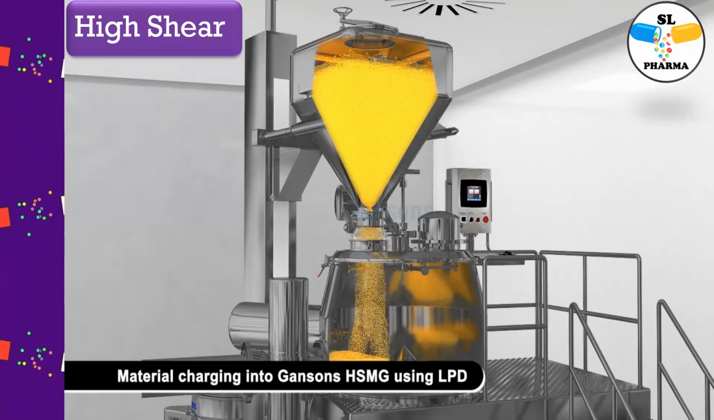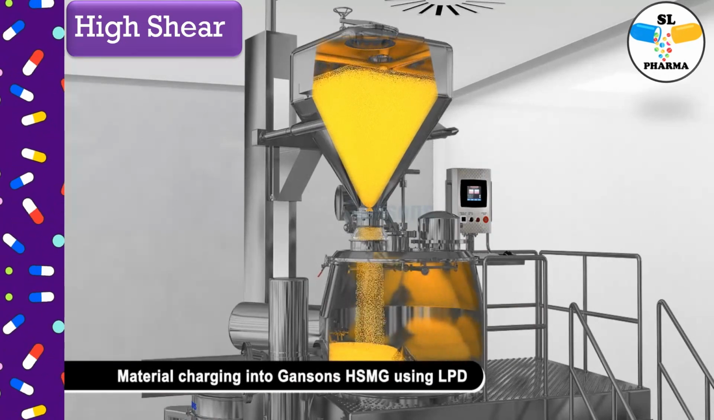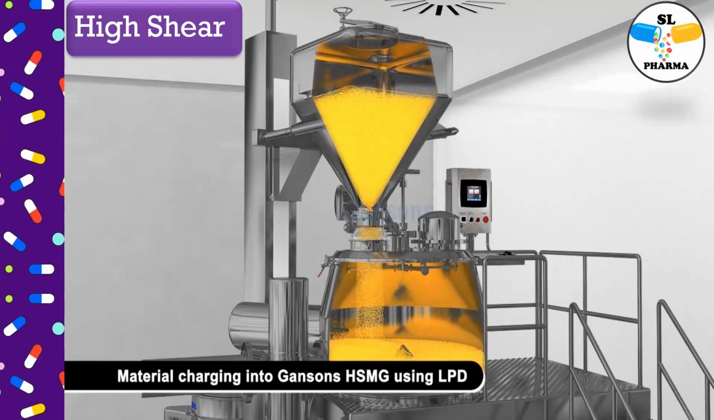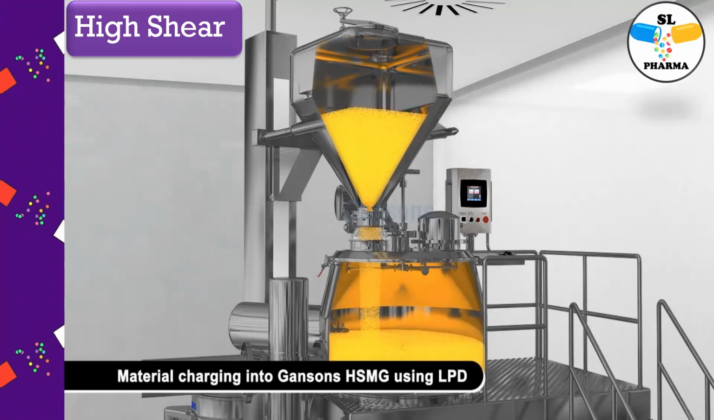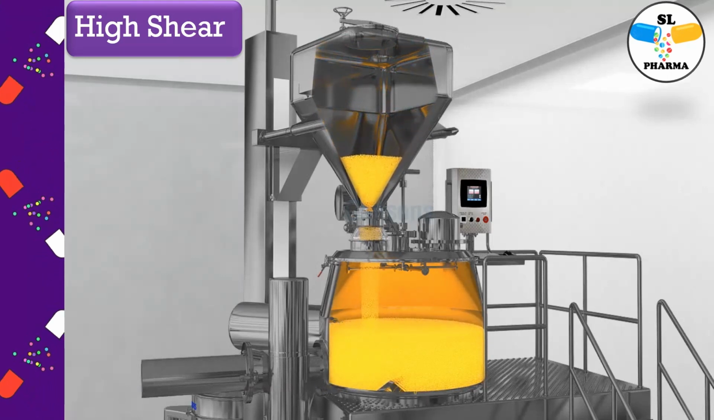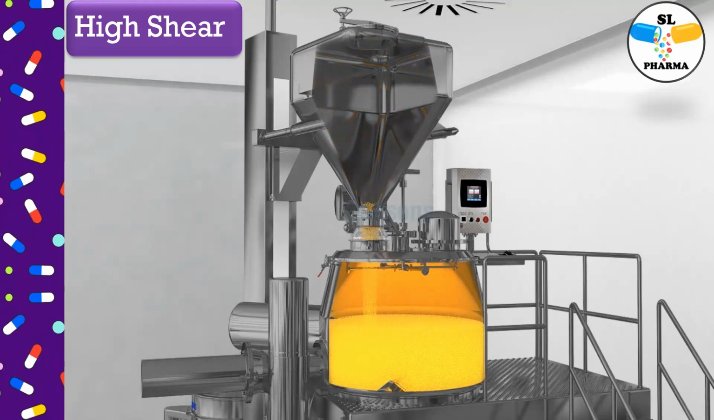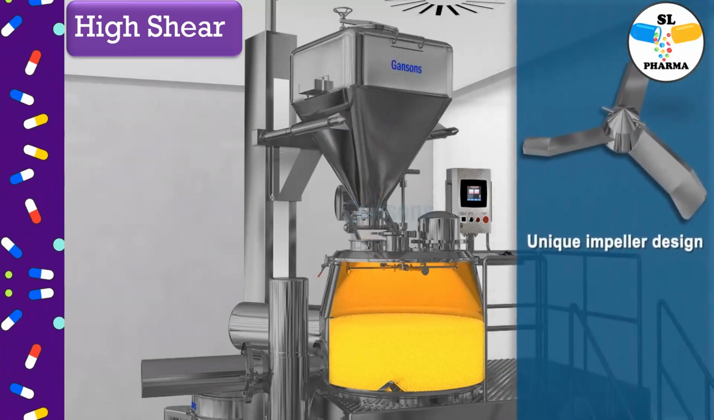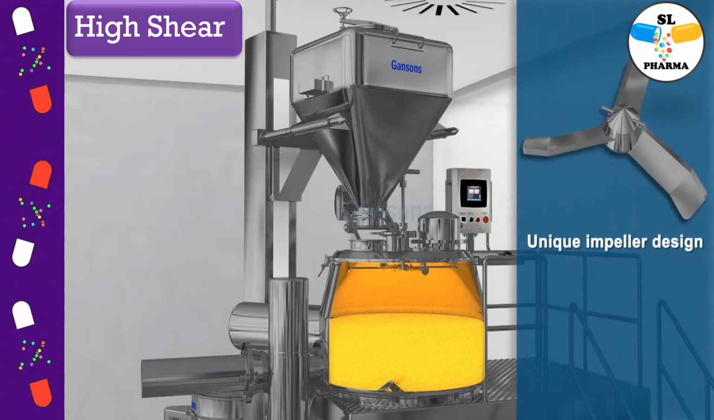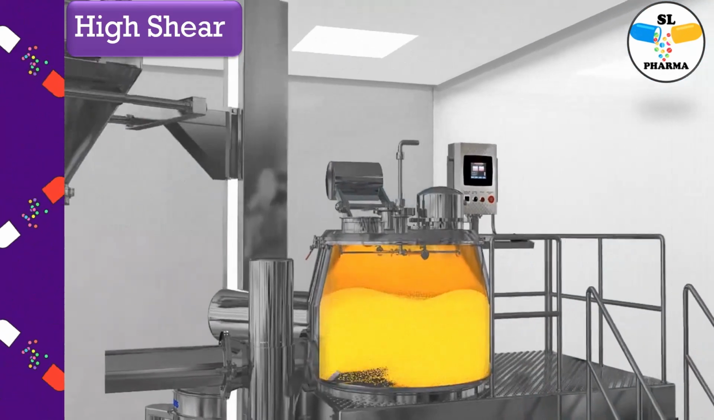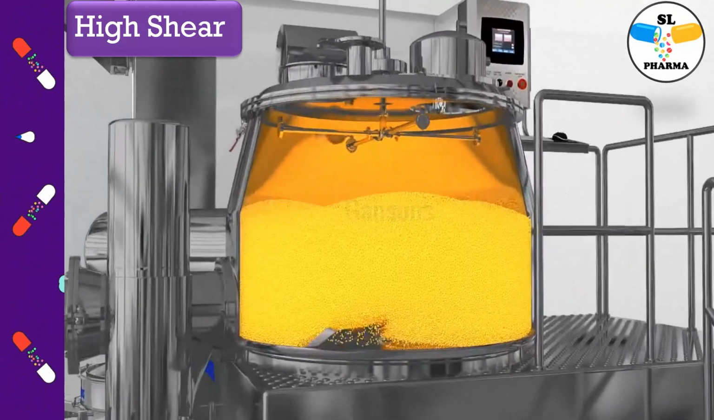The process begins by accurately measuring and loading the dry powder ingredients into the high-shear mixer granulator. These ingredients typically include the API, excipients, and other additives. Secondly, mixing dry ingredients. The dry ingredients are initially mixed together in the machine. The mixing blades or impellers within the granulator work to achieve a uniform blend of the powders.